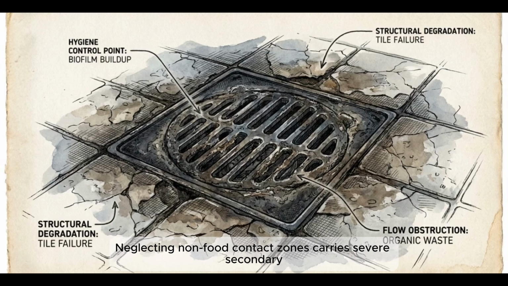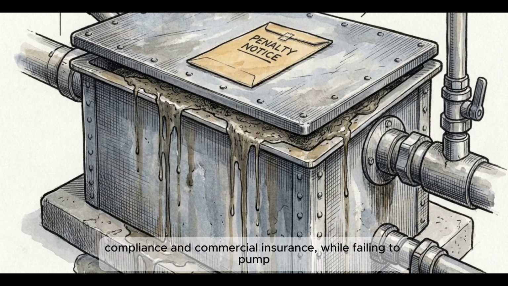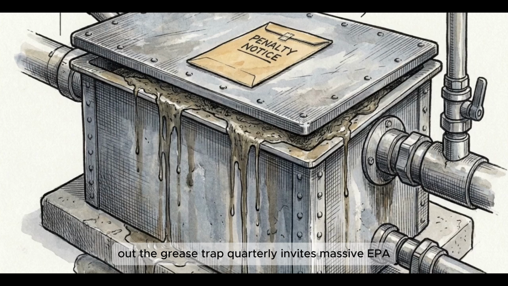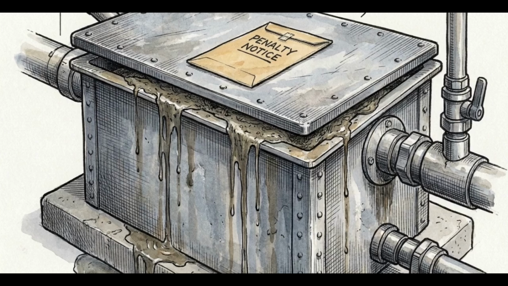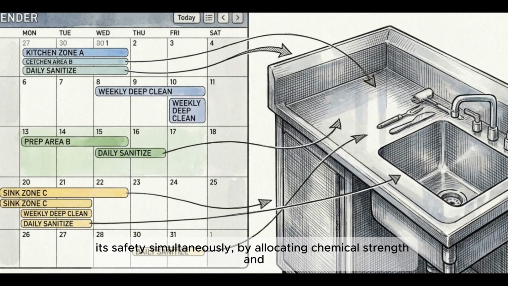Neglecting non-food contact zones carries severe secondary liabilities. Ignoring exhaust hood maintenance directly voids fire safety compliance and commercial insurance, while failing to pump out the grease trap quarterly invites massive EPA fines. An audit-ready kitchen optimizes its labor and its safety simultaneously by allocating chemical strength and cleaning frequency strictly according to this calculated risk geometry.